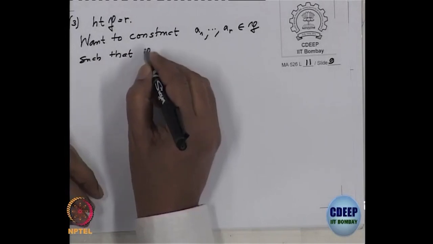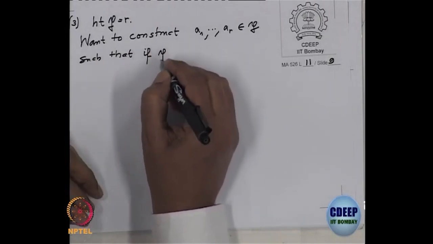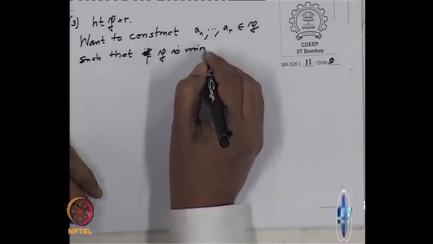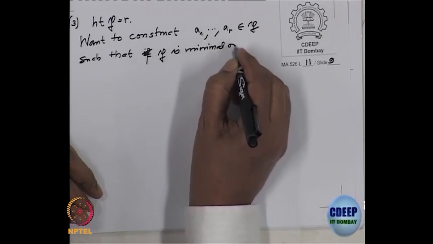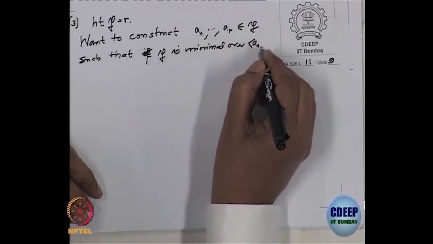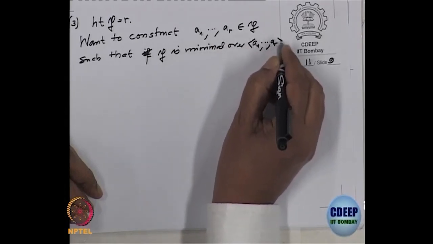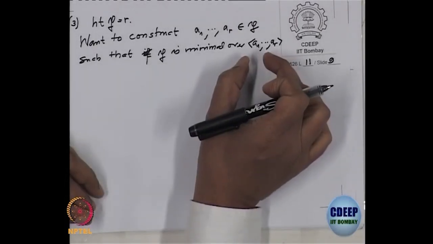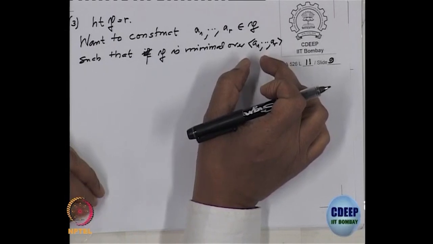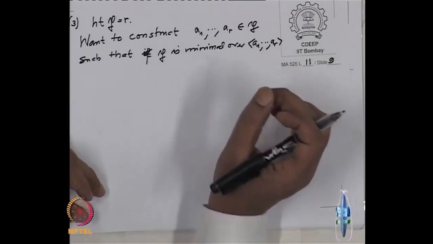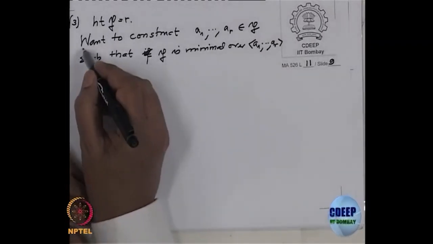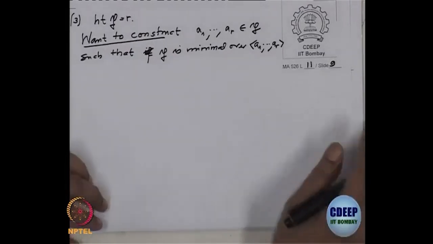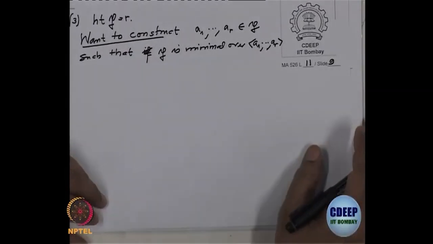P is minimal over the ideal generated by A1 to AR. And moreover, if you take any part of this, A1 to AI, the ideal generated by that will have height exactly I. Okay, so that is the problem. We are looking for R elements in a prime ideal of height R so that P is minimal over the ideal generated by A1 to AR.